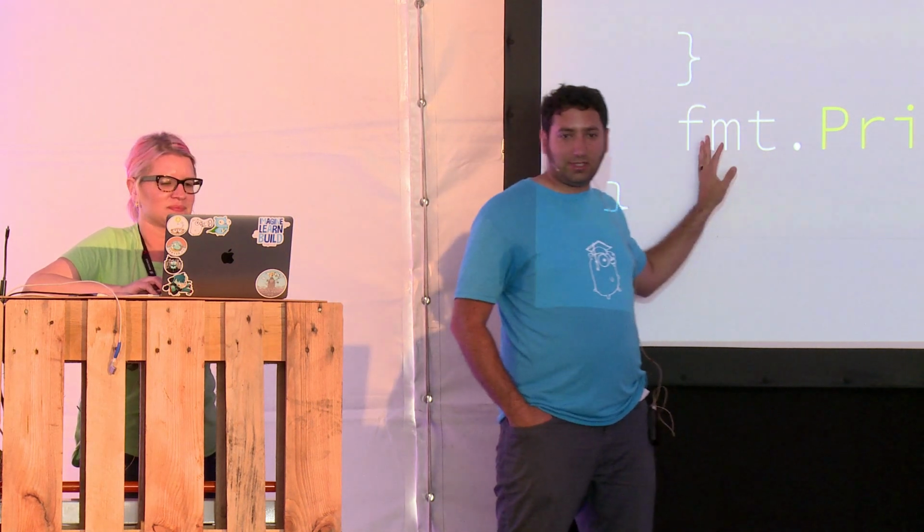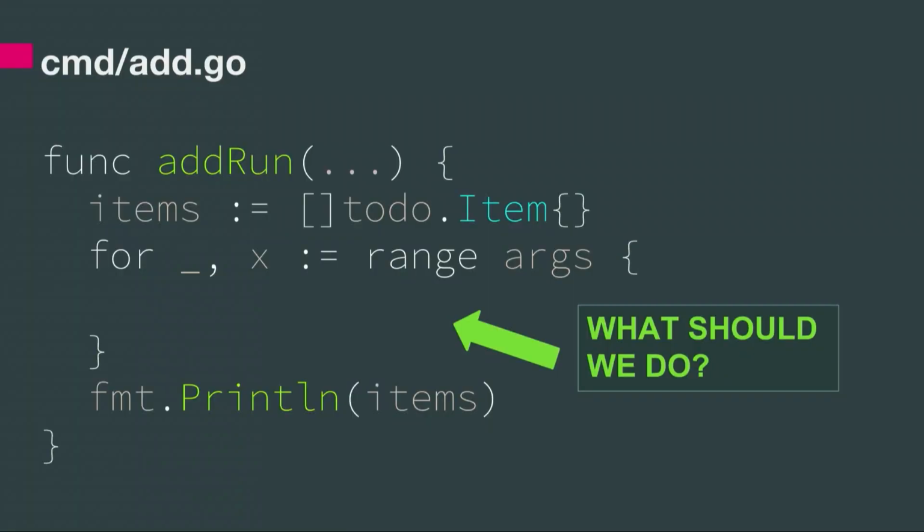All right, so I also added this to the bottom here. We're just going to print it at the end. But the middle part, what should we do? Create an item. How do we do that?